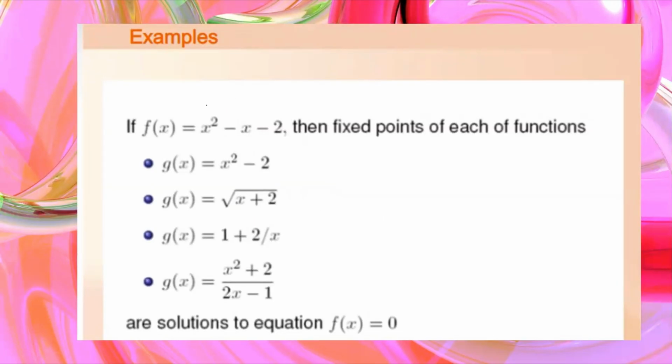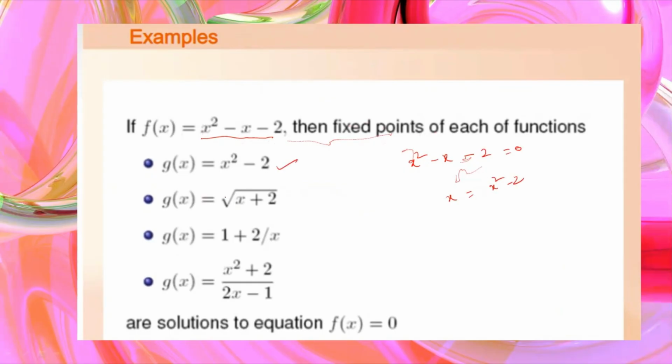Next. F of x is equal to x square minus x minus 2. Then find the fixed point of each function. See, so what is the first one? X square minus x minus 2 is equal to 0. From this, what will we write? X is equal to x square minus 2. This is one.